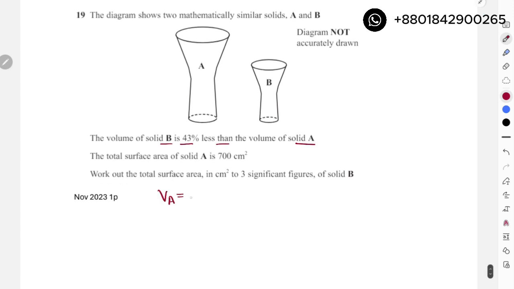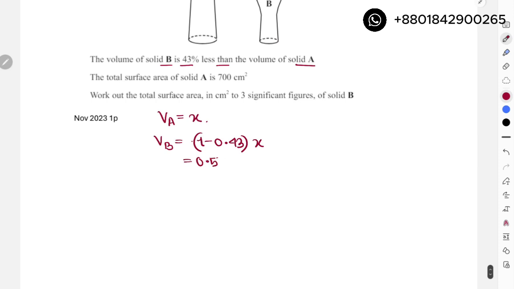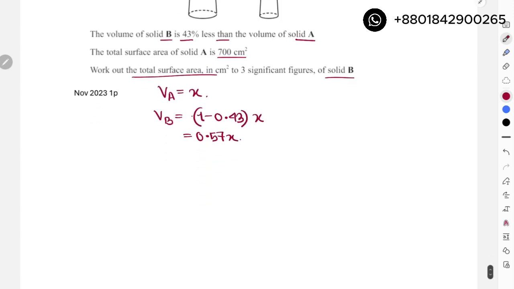Okay, volume of A is x, right? In that case, volume of B is going to be 43% less than A. That means the leftover percent over here is 1 minus 0.43 multiplied by x, and that gives you 0.57x. Okay, so we have the volume here and the total surface area of A is 700. We want to find out the total surface area for B, correct to three significant figures. For this kind of case, this is how we'll arrange the equation. Surface area for B, since we want to find B, we'll keep that in the numerator, divided by A, equals volume of B over volume of A.